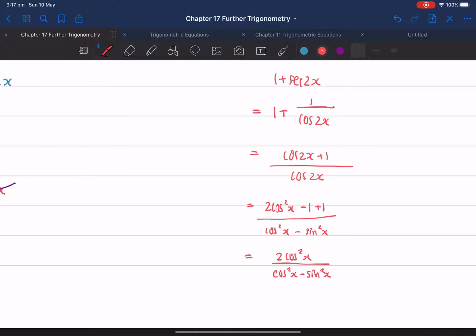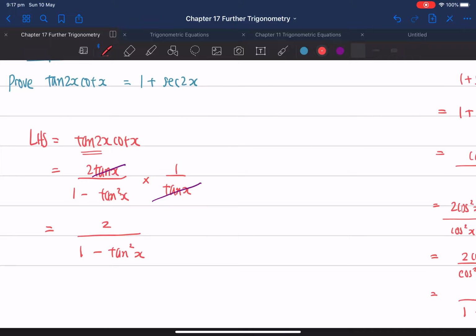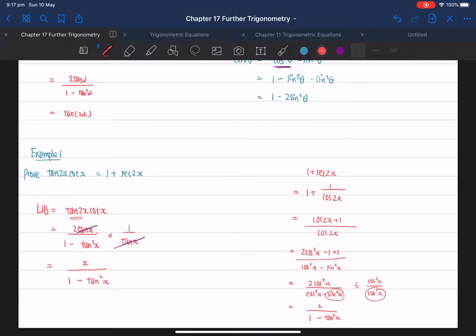All right, now if we divide every single term by cosine square x, it's like we divide both the top and the bottom by cosine square x over cosine square x. Then we're going to get 2 over 1 minus sine square x divided by cosine square x, which is tangent square x. Here we go. That becomes our answer. All right. So this is the idea.